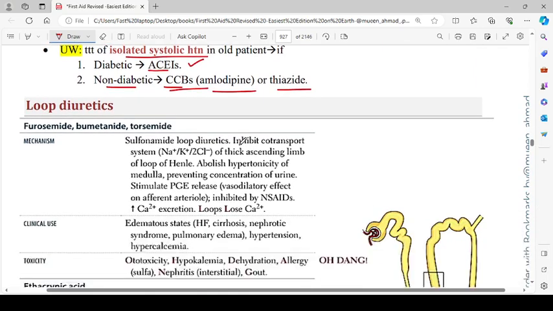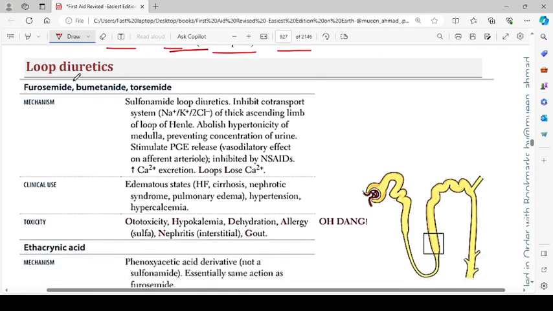Okay. What are loop diuretics? Loop diuretics include furosemide, bumetanide, and torsemide. The mechanism of action is that they inhibit the sodium-potassium-2-chloride channels in the ascending limb of the loop of Henle. So sulfonamide loop diuretics inhibit the sodium-potassium-2-chloride co-transport system of the thick ascending limb of the loop of Henle, abolish hypertonicity of the medulla, preventing the concentration of urine.